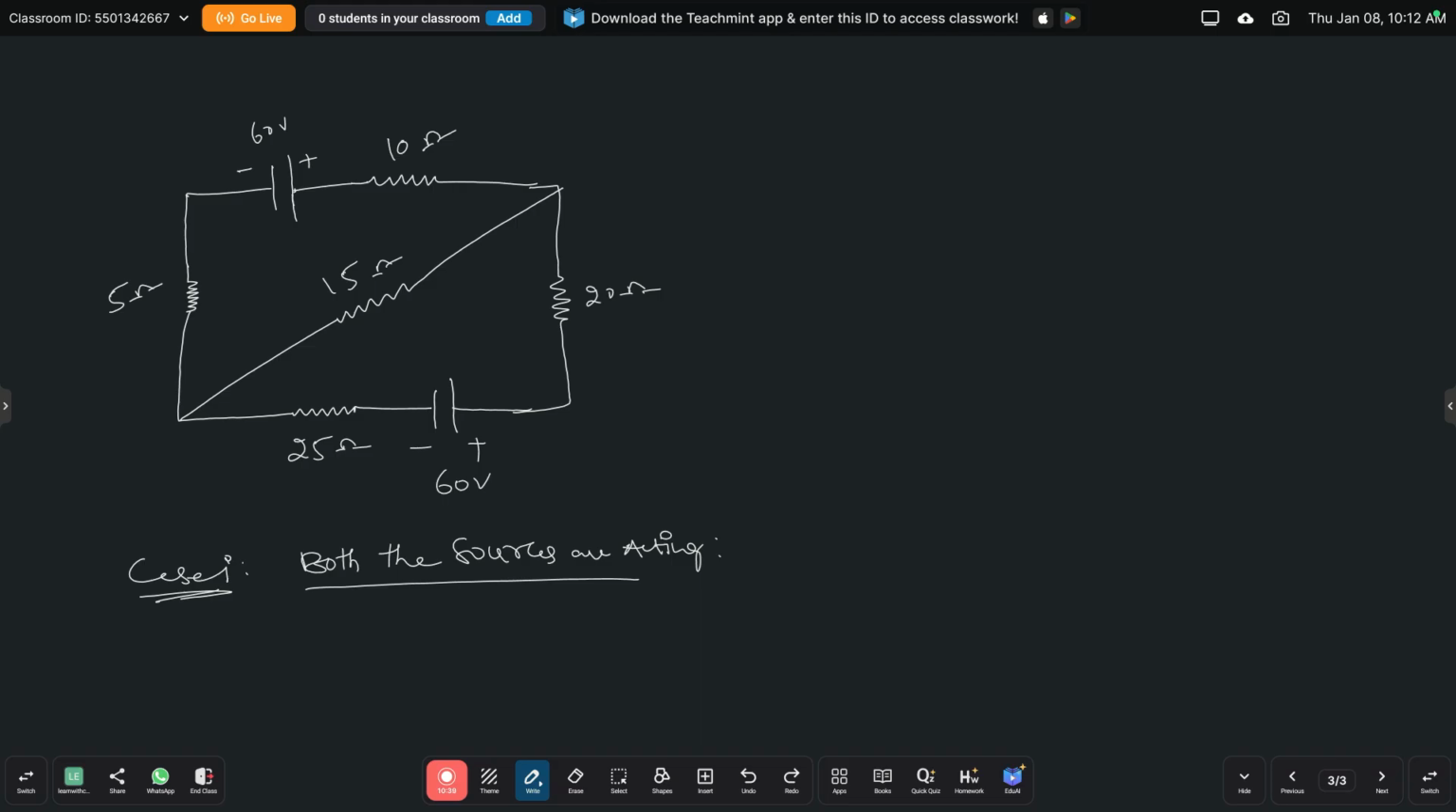Here the number of loops will be 2. There are points given here also: A, B, C and D. A, B, D, A is loop 1, and next B, C, D, B is loop 2. So the number of loops equals 2. We can apply either nodal or mesh analysis. Suppose I am taking mesh. Suppose this is current I1 and this is current I2. I am assuming the current directions. And again you apply mesh analysis to loop 1 and loop 2.